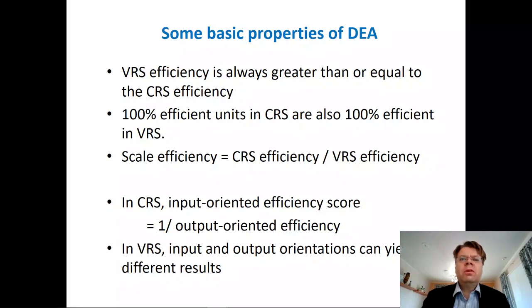I haven't really talked about the input orientation and the output orientation so much in this lecture, but we come back to that a little bit later. I want to point out only that if we apply constant returns to scale, then this choice of the orientation doesn't really matter, because the input-oriented efficiency score is simply 1 divided by the output-oriented efficiency score under the constant returns to scale specification. However, in the variable returns to scale case, this is not necessarily the case. So the input orientation and the output orientation can yield a different result.